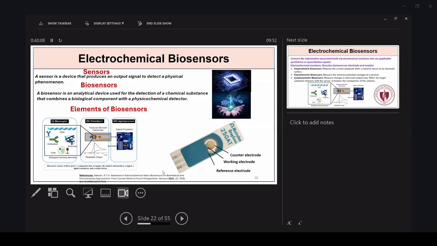So as we know, a sensor is nothing but a device that produces an output signal to detect any kind of change in physical phenomena. Right? We have a pH sensor, you all know about pH sensor, temperature sensor, humidity sensor, everything, just to give you an output signal in the detection of the physical phenomenon, right? And what are biosensors? A biosensor is an analytical device used for the detection of a chemical substance that combines a biological component with a physicochemical detector.